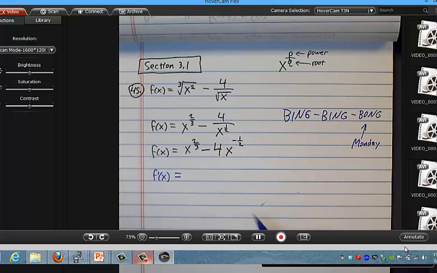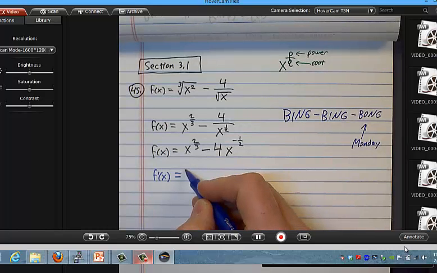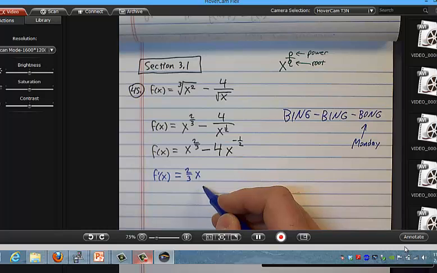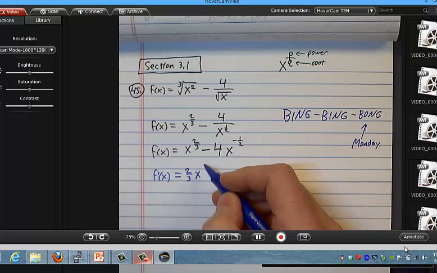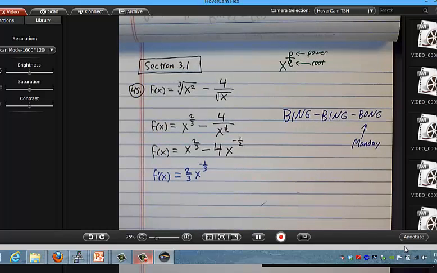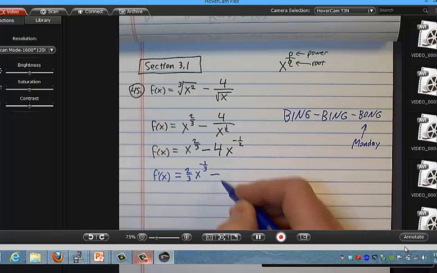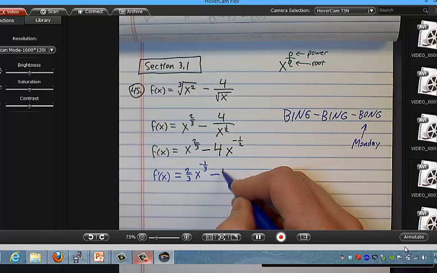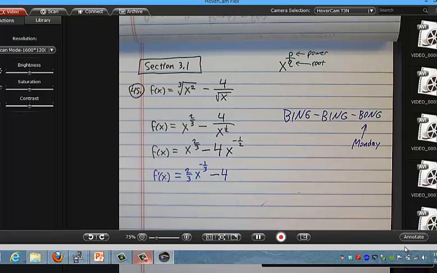So how does it work? Bing, what do I write down? Bing. And then I'm going to write x to the negative 1/3, because I subtract 1 from 2/3, and so it becomes negative 1/3. Minus, and by the way, that 4 is a constant, so you can kind of ignore it. Just write it down. And now I'm taking the derivative of this x to the negative 1/2.